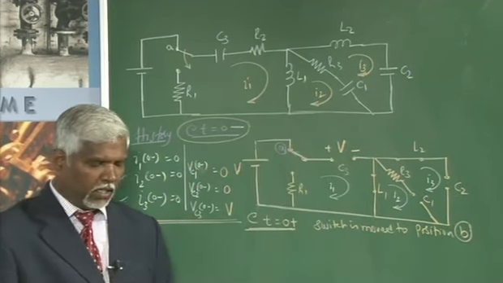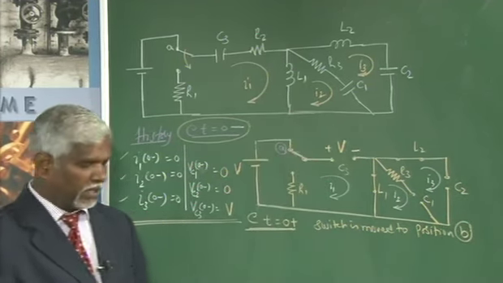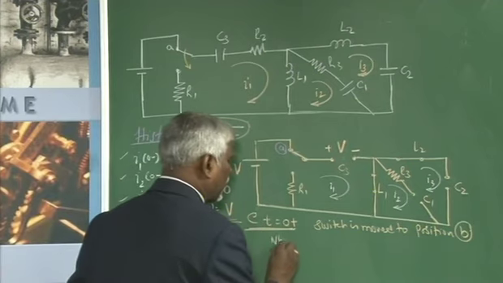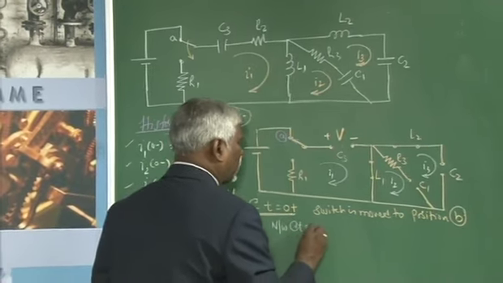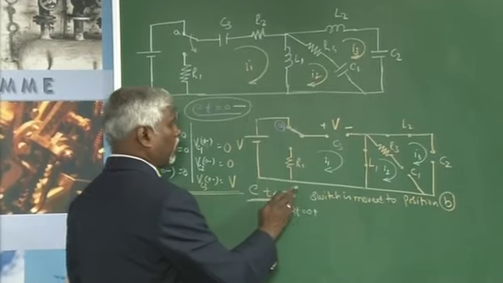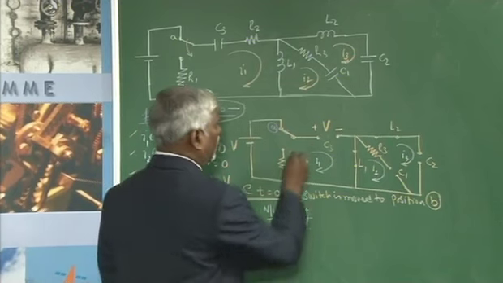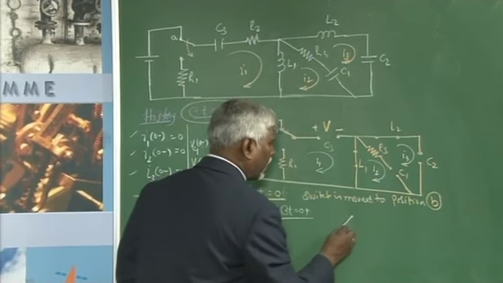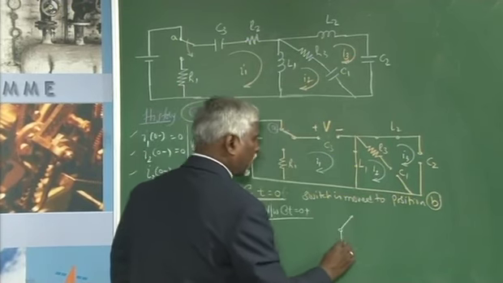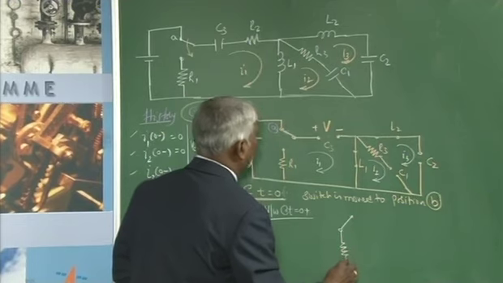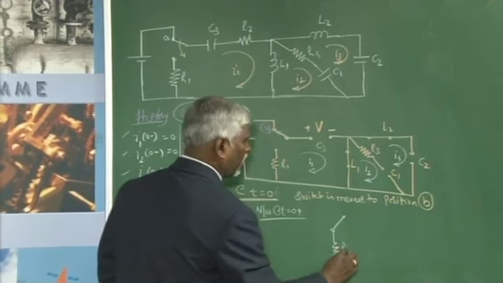We need to write the network at t equal to 0 plus. At t equal to 0, the switch is moved. Writing the network at t equal to 0 plus means that when the switch is moved to B, I have a resistor which gets included, that is R1.